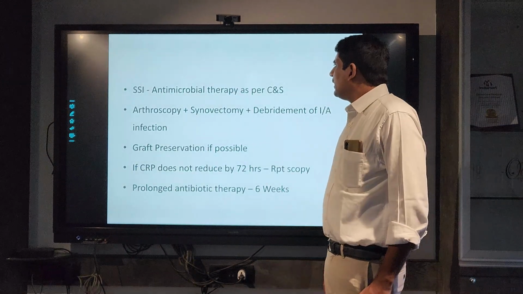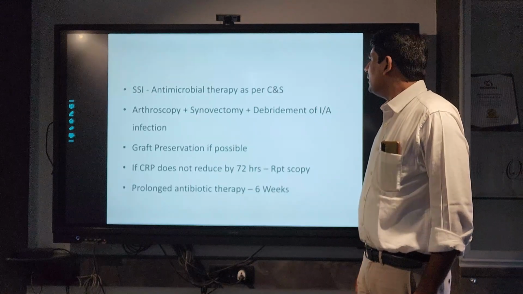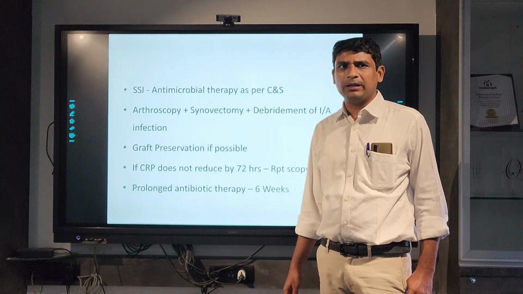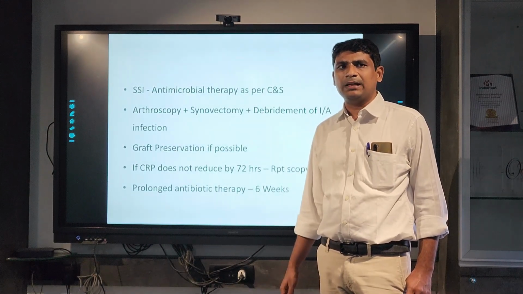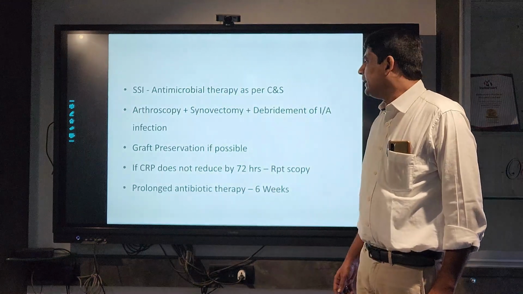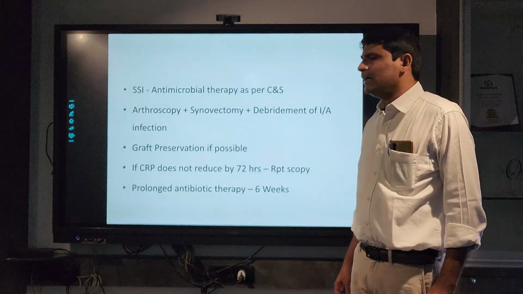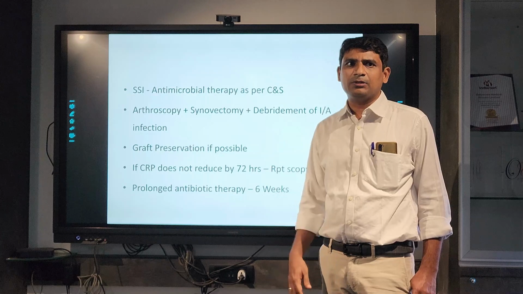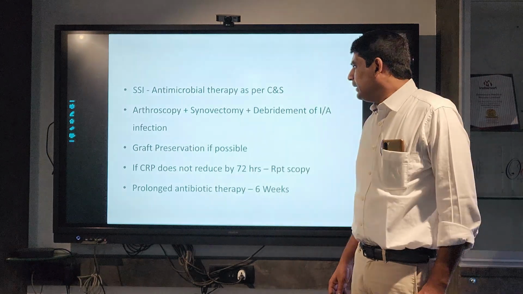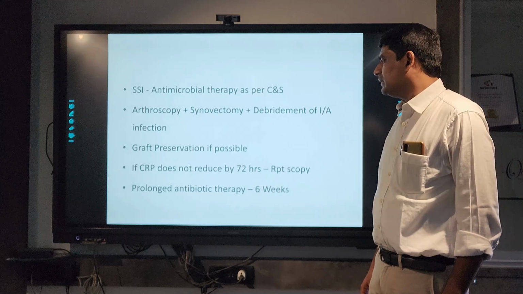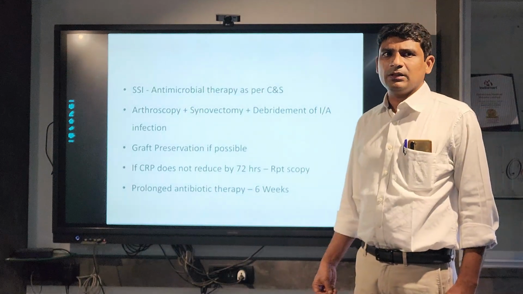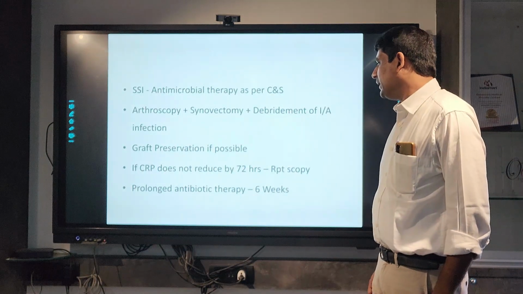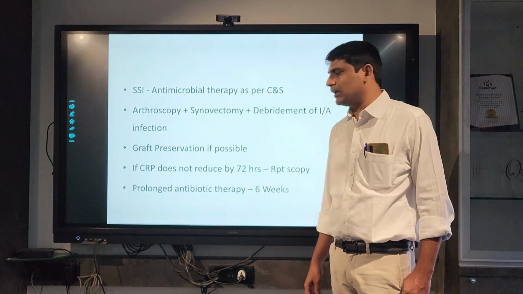For surgical site infections, we take the culture when we do the debridement, and once we get the culture report, we start antibiotics that are sensitive to the organisms. We always do an arthroscopic synovectomy, and along with that we also take the synovium which is present over the graft. That is also very important to control the infection. Graft preservation is almost always tried as much as possible. Only after 3 or 4 debridements, if the infection is not controlled, we take off the graft. If CRP does not reduce by 72 hours, we do a repeat arthroscopy.